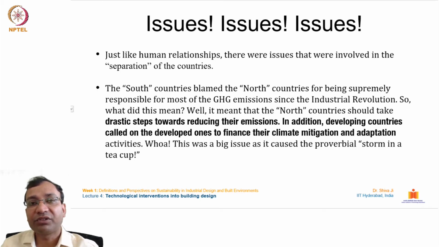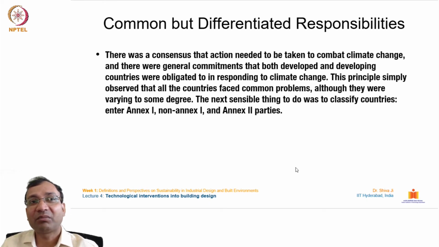Further, well, lots of issues. Just like in human relationships, there were issues involved in the separation of the countries also. The South countries blamed the North countries for being supremely responsible for most of the GHG emissions since the Industrial Revolution. What did this mean? Well, it means that the North countries should take drastic steps towards reducing their emissions. In addition, developing countries called on the developed ones to finance their climate mitigation and adaptation activities. Oh, this was a big issue as it caused the proverbial storm in a teacup. So, common but differentiated responsibilities.